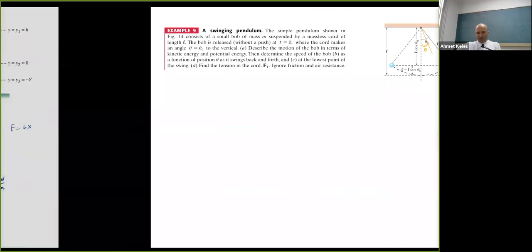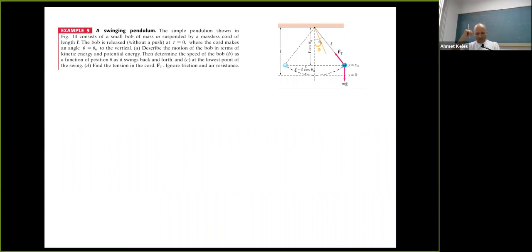Okay, then let's solve one more problem. So here there's a simple pendulum shown in the figure, and it consists of a small bob of mass m like this, and it's suspended by a massless cord of length L like this. And the bob is released without any push at t equal to 0, where the cord makes an angle theta equal to theta 0 to the vertical, like here, okay.